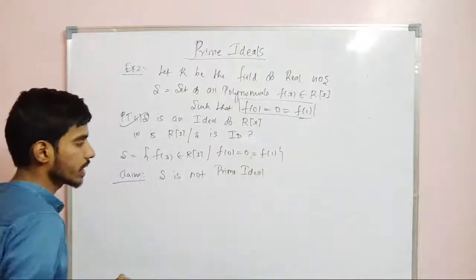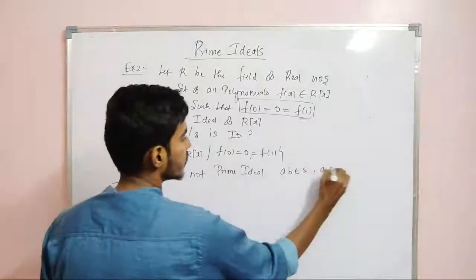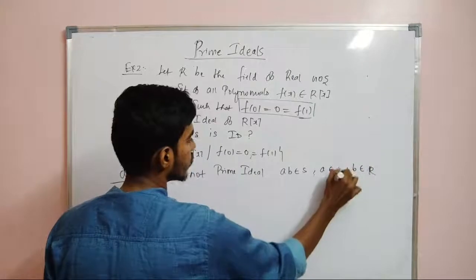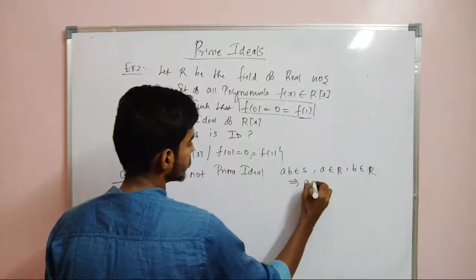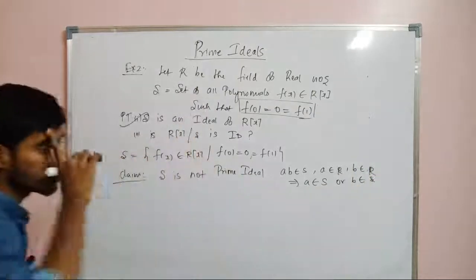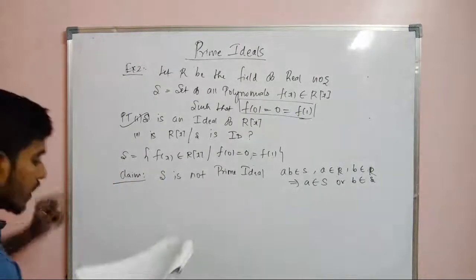So what is the definition of prime ideal? So for prime ideal, AB belongs to S, A belongs to R, B belongs to R, this implies either A belongs to S or B belongs to S. So this is a condition for prime ideal. Now we will show that it is not prime ideal. It is enough to give a counter example to show that an ideal is not prime ideal. So we will show that S is not prime ideal.